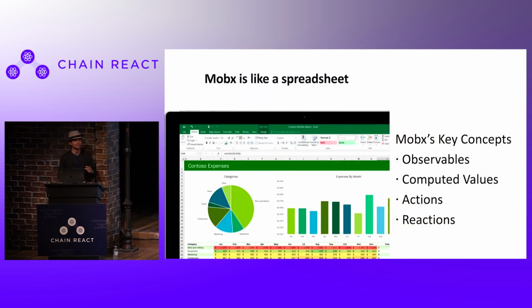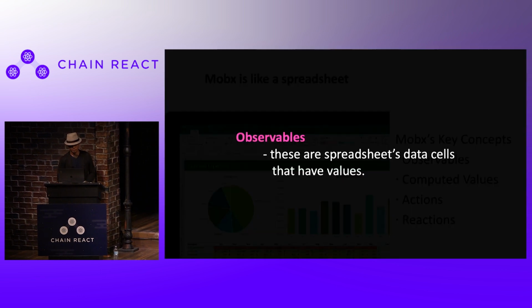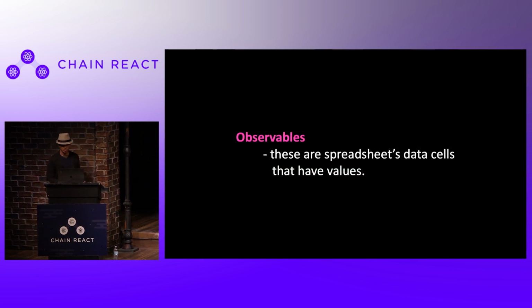Now, to help you easily learn Mobx or reactive programming, let's associate them to a spreadsheet. So just remember these key concepts here: observables, computed values, actions, and reactions. Now, how can we compare this with a spreadsheet? Okay, observables, they turn properties of an object into spreadsheet cells.